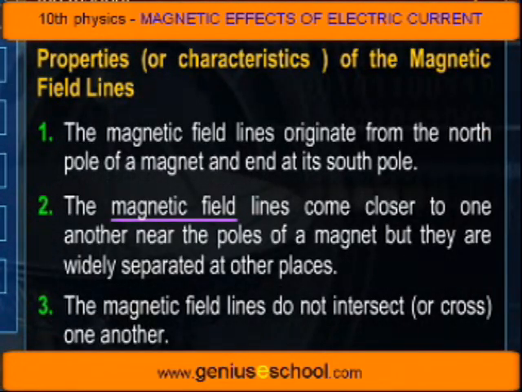Properties or characteristics of the magnetic field lines. The magnetic field lines originate from the north pole of a magnet and end at its south pole. The magnetic field lines come closer to one another near the poles of a magnet, but they are widely separated at other places. The magnetic field lines do not intersect or cross one another.